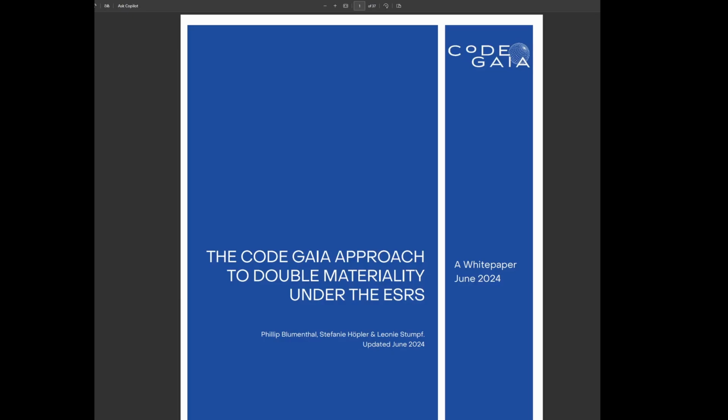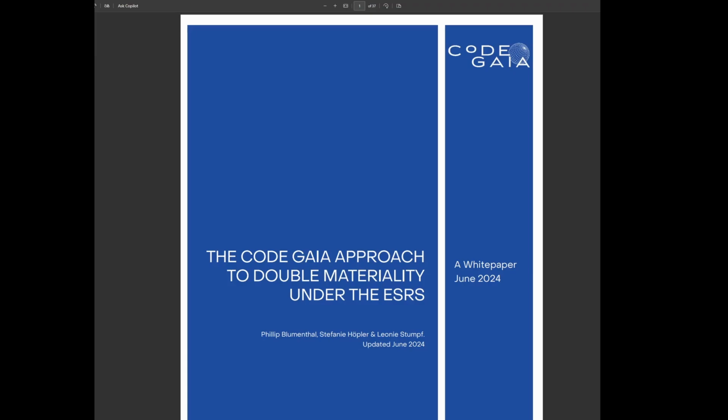In this video, I'm going to be going through a brief, sort of "too long, didn't read" overview of the recently published, in fact published today, English version of the Code Gaia approach to double materiality under the ESRS that I've been working on with my colleagues. This is the second iteration, or the second version, of this document.